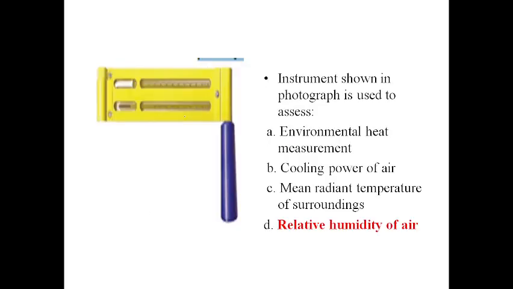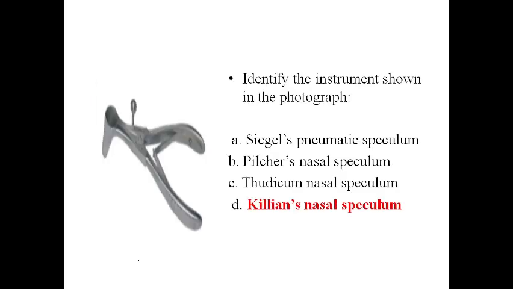Next question: the instrument shown in the photograph is used to assess. Options: environmental heat measurement, cooling power of air, mean radiant temperature of surroundings, relative humidity of air. The instrument shown in the photograph is the psychrometer. It has two temperature settings, wet bulb and dry bulb. We have to measure the wet temperature and also the dry temperature. In between, they measure the humidity of the air. So the answer is relative humidity of air.